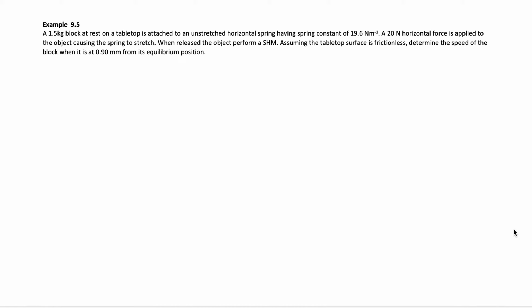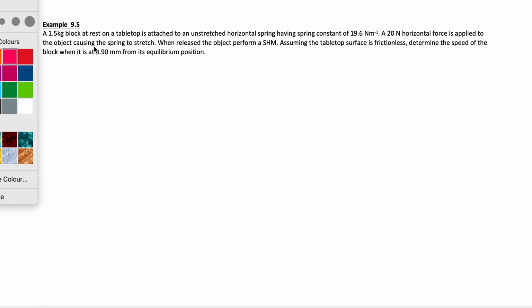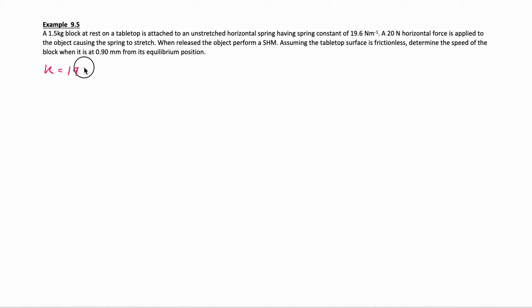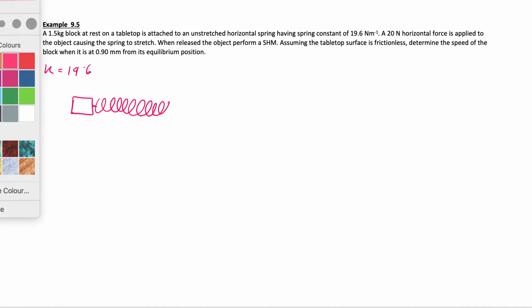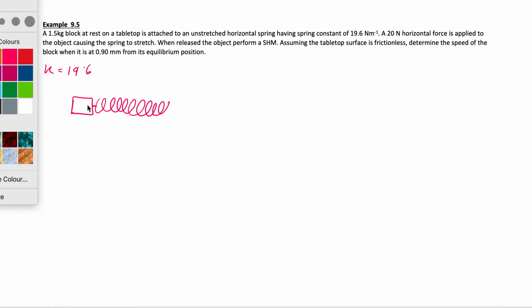A 1.5 kilogram block at rest on a tabletop is attached to an unstretched horizontal spring of spring constant k equals 19.6. Oh, it's the same. So it says a 1.5 kilogram block is attached to a horizontal spring. A horizontal force is applied to the object, causing the spring to stretch.